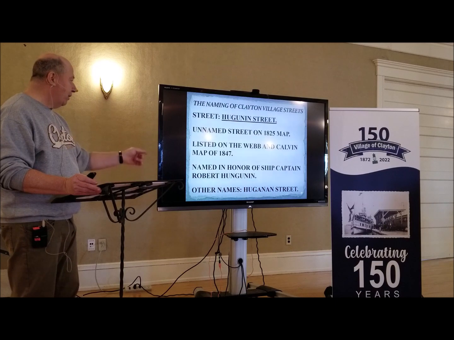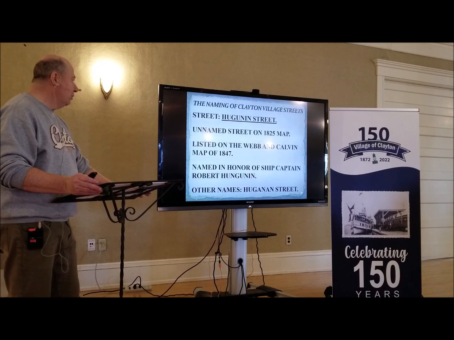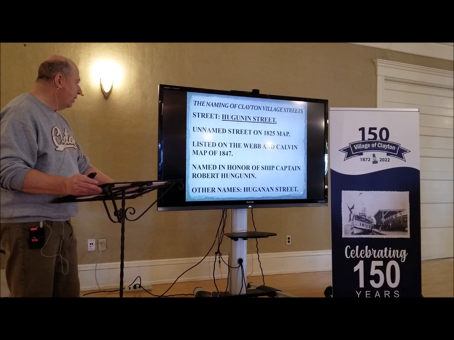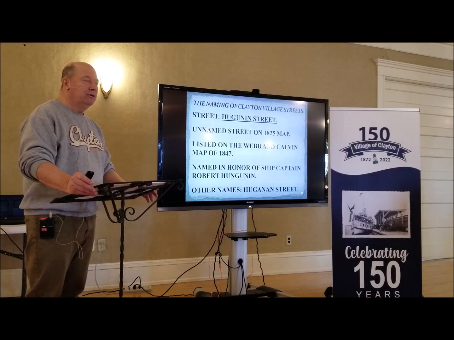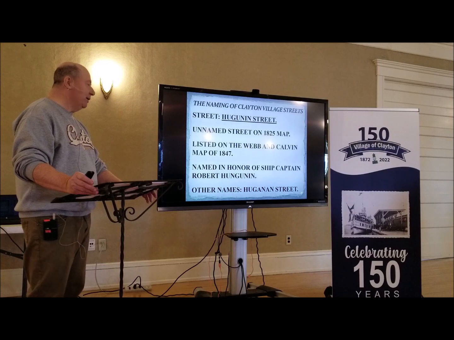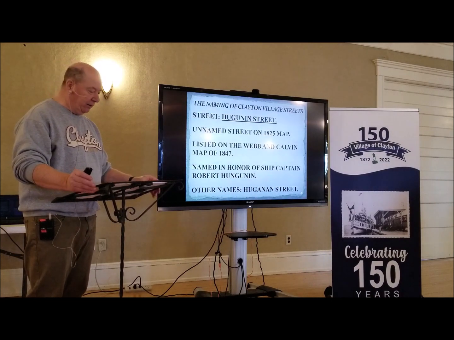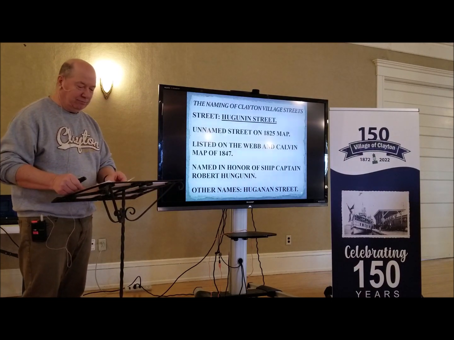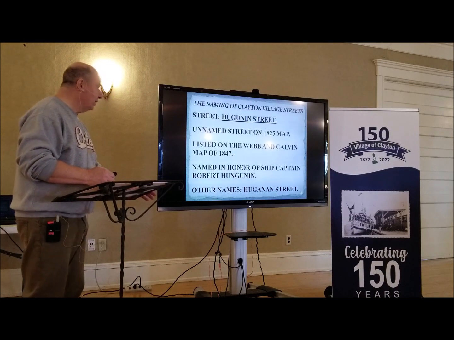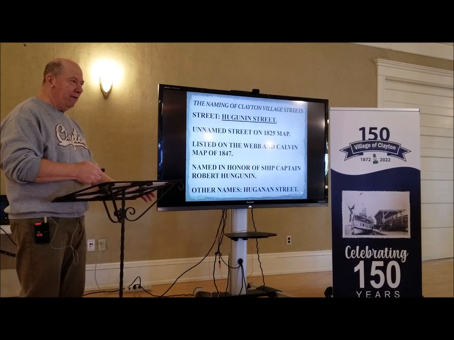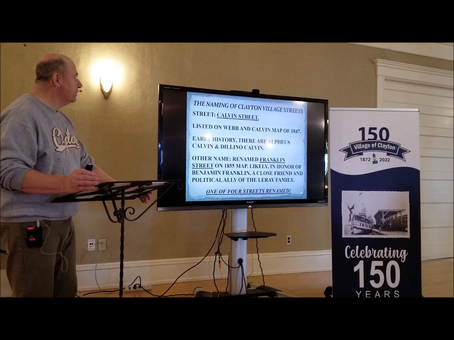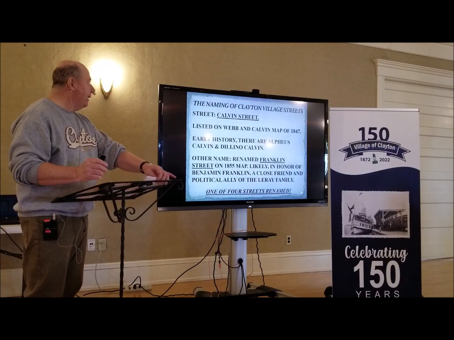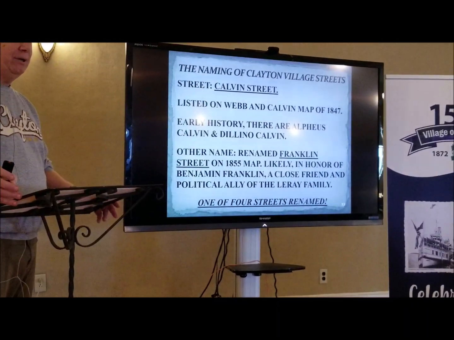On some of the maps, I have found other names that spelled a little bit different. You'll see NAN instead of NIN. So, but the NIN is the one that you're going to see on most of the maps. All right, so we got ship captains that are involved. We have family members that are involved in the naming of the streets. All right, so I talked about Calvin. It's all part of that Webb and Calvin purchase.